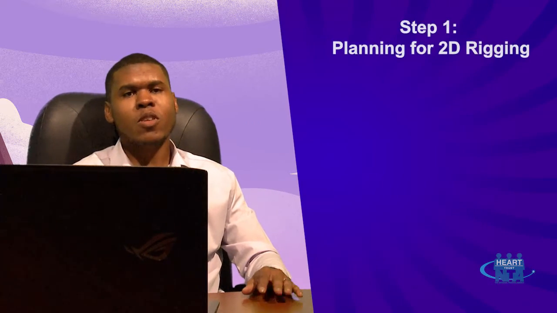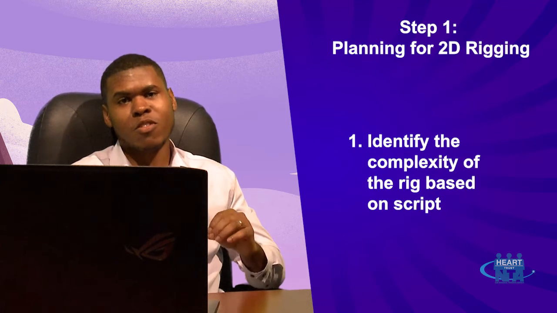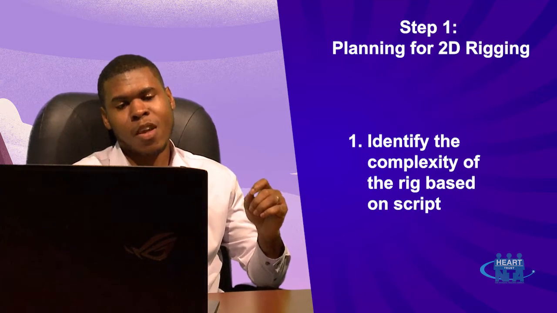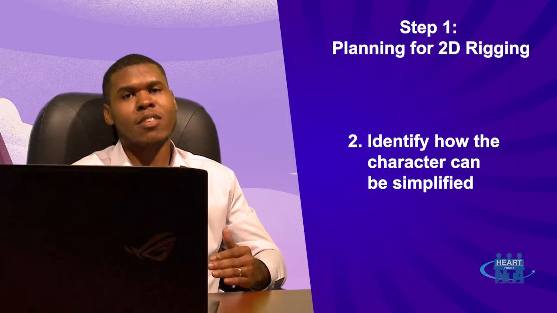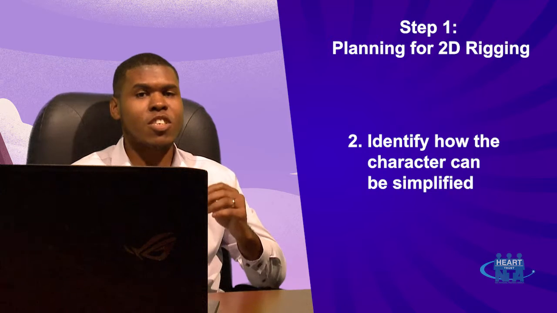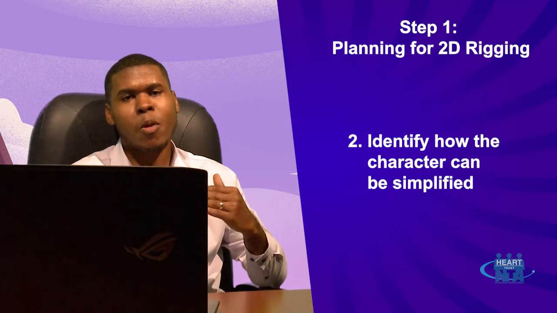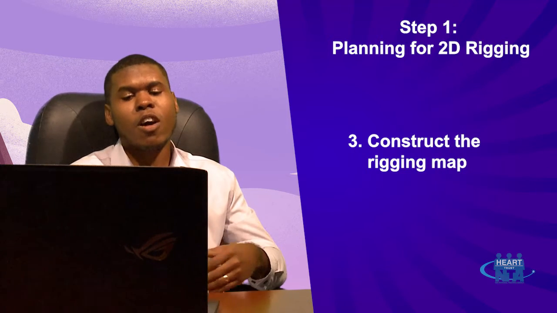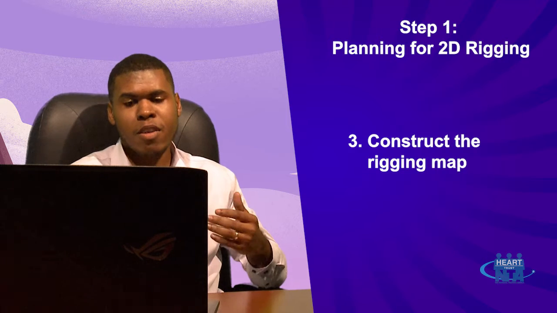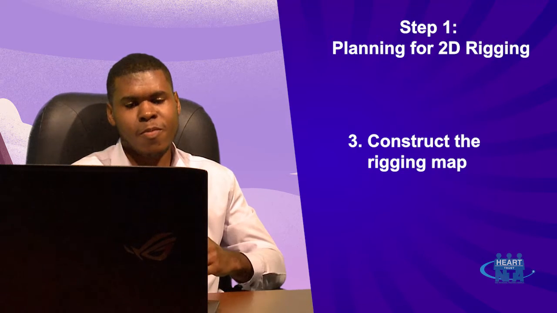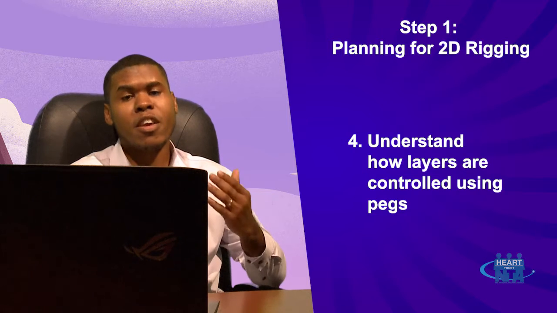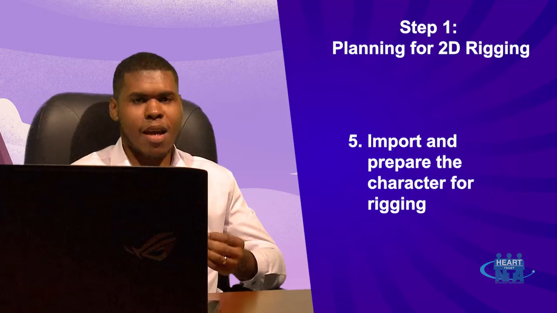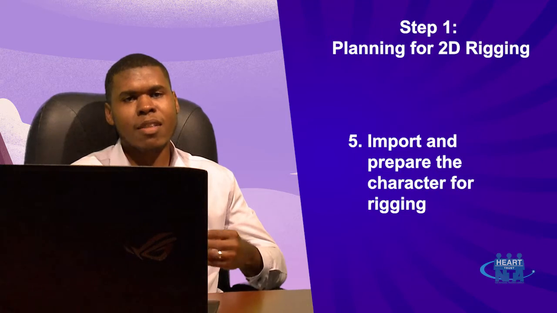Let's discuss how to plan for 2D rigging. The first thing you need to do is identify how complex the rig needs to be based on the script given. The next step is to identify how a character can be simplified using basic shapes. This is important because the more complex the character is, the more difficult it is to animate. The next step is to construct the rigging map based on the character sketch. Then you'll have to understand how layers are controlled using pegs. Lastly, we'll deal with how to import and section the character for rigging. Let's get into it.